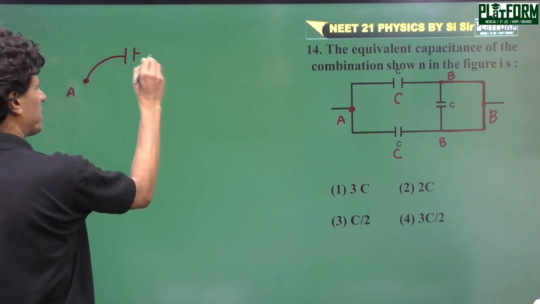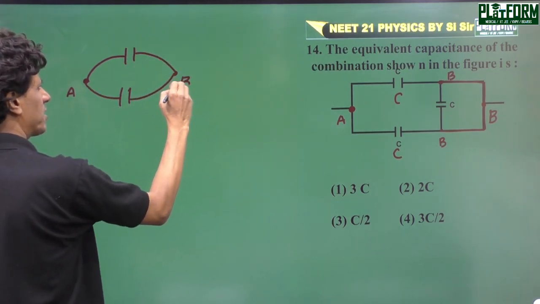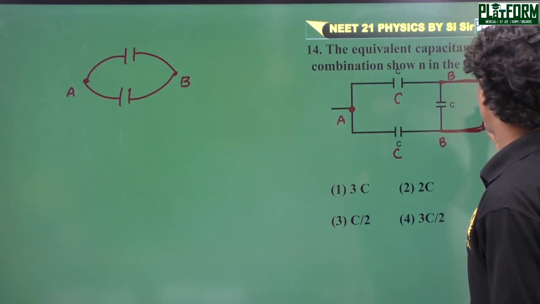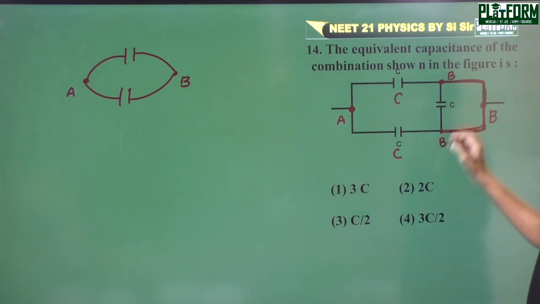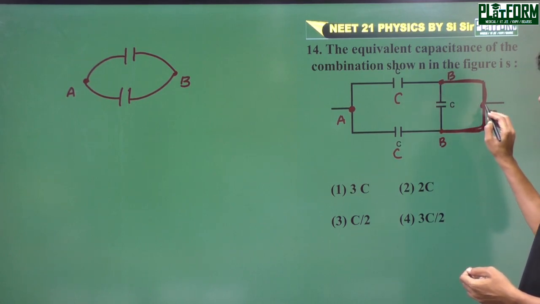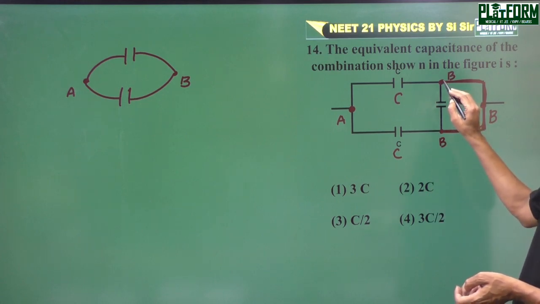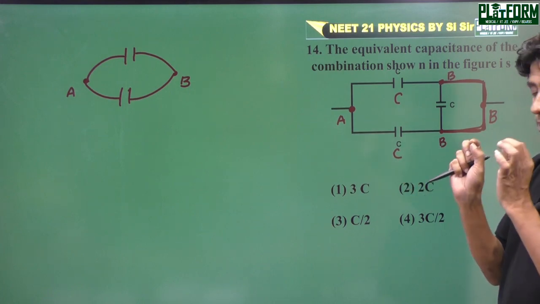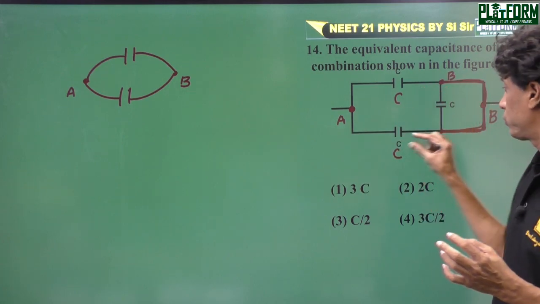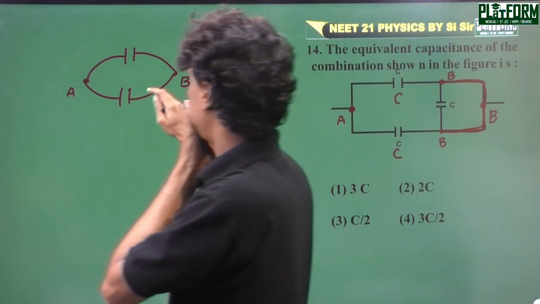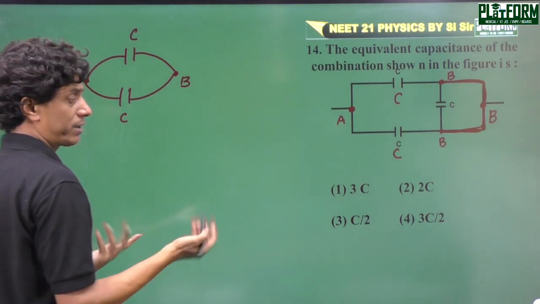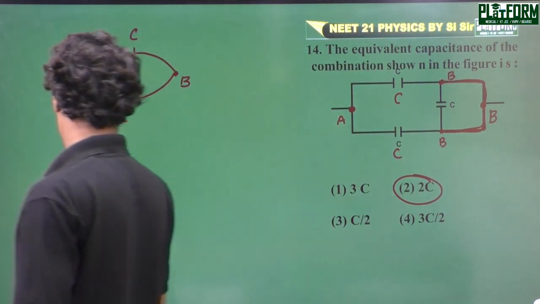Simple, very simple problem. This is short circuited, so the potential of this point, this point, and this point is the same. All these three points have the same potential. If we put a potential difference across this circuit, all three points are short circuited by a wire. So these points can be merged into a single point, so there is no gap between the points B. So here the two capacitances C, one side of each is connected to B, and the other side of C is connected to A, a parallel combination. The right option here is 2C. Okay, next problem.